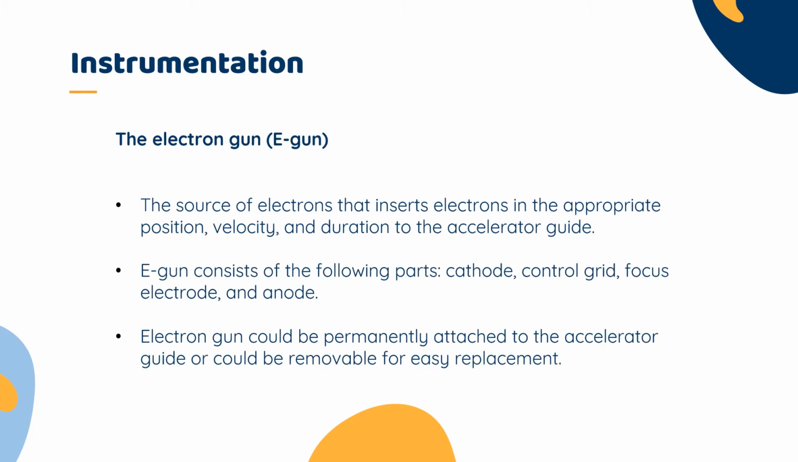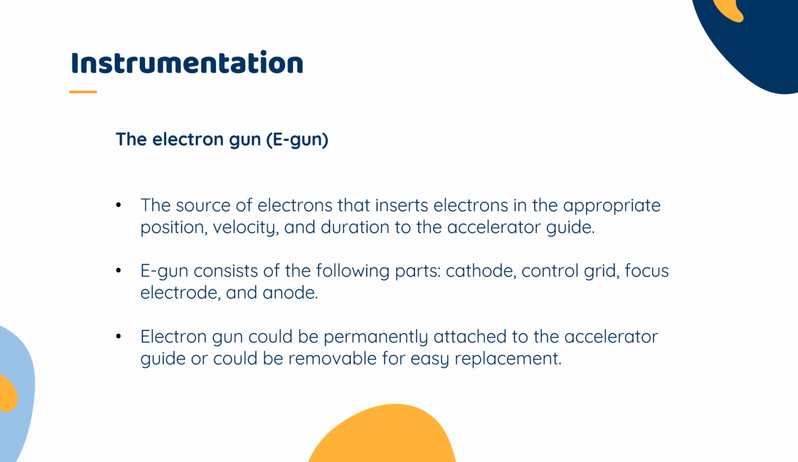The electron gun or E-gun is a source of electrons that insert electrons in the appropriate position, velocity, and duration to the accelerator guide. The electron gun depends on the thermionic emission to generate the electrons. The heat is generated to release the electrons from the surface.